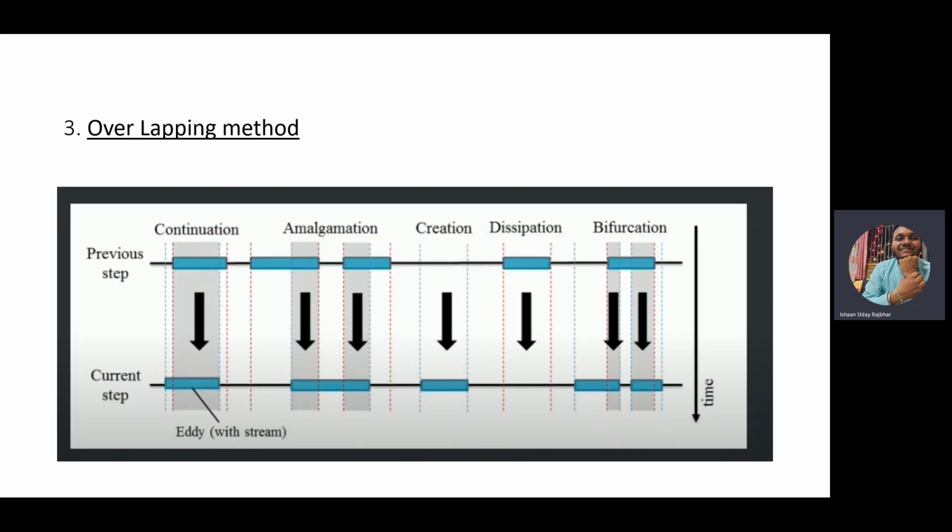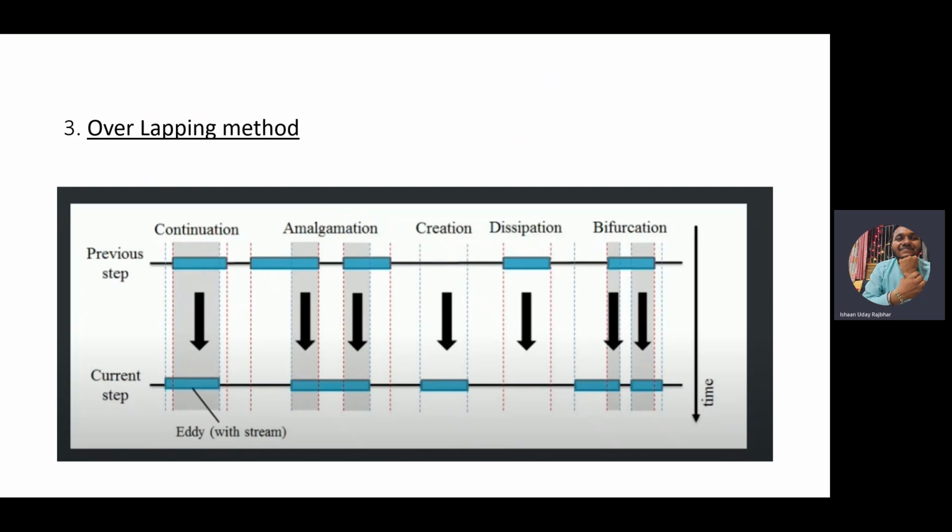So continuation: an eddy from the previous time step corresponds to just one eddy in the current time step. So basically there is no change in the eddy. Amalgamation, it basically means to merge. So when two eddies from the previous time step correspond to one eddy in the current time step, by this we can understand two probably smaller eddies have merged to become one larger eddy.